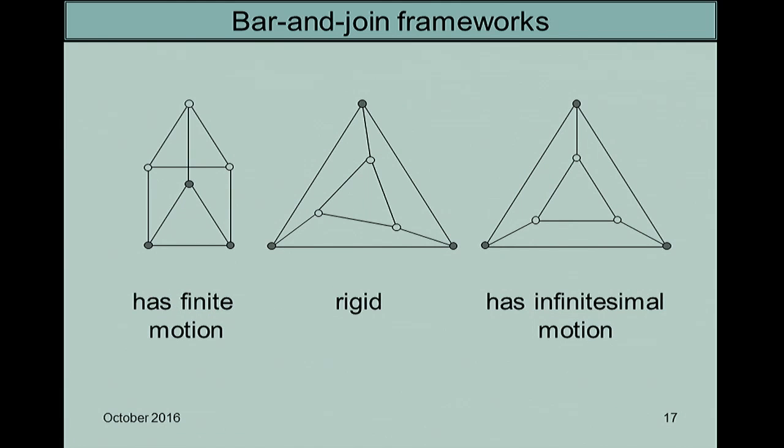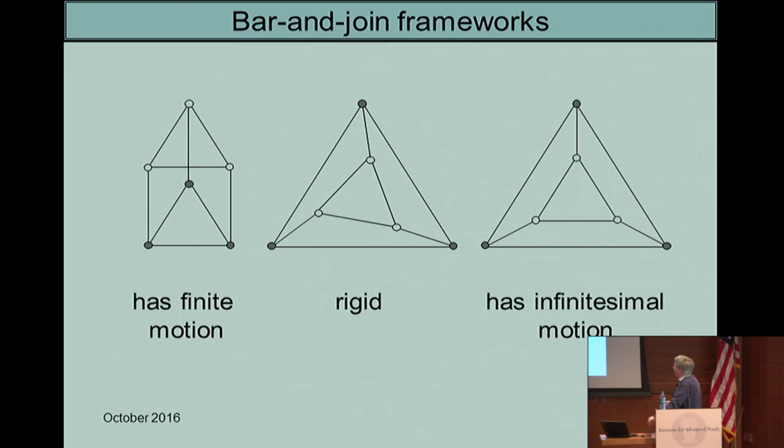Let me show you a couple of more examples. This guy has a finite motion. If we fix the dark nodes, then this white triangle can circle around the fixed part. But if the same graph is drawn like this, then it's rigid. It's not obvious, but it can be proved.